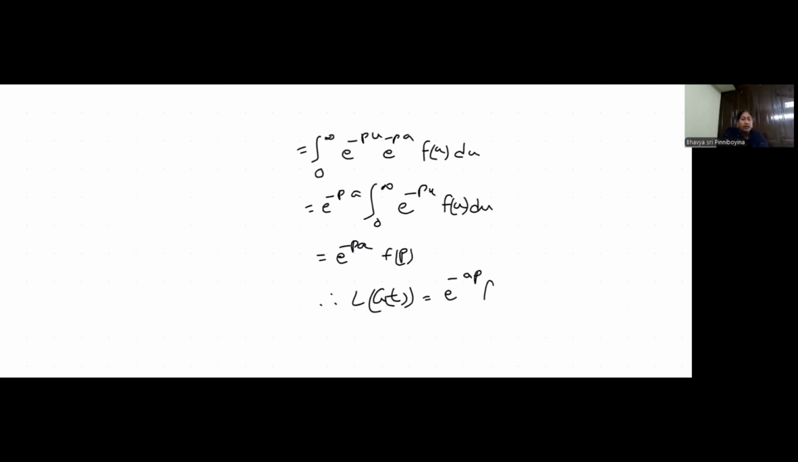This is the second translation theorem. So now we will discuss one example for the second shifting theorem. Find Laplace of g of t, where g of t is equal to e power t minus a for t greater than a, and equal to 0 for t less than a. They have given the g of t like this.